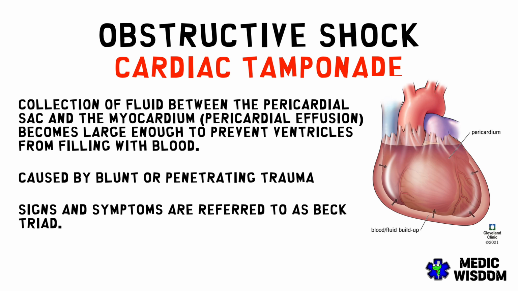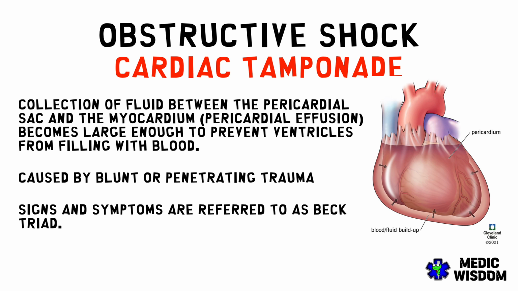The pericardial sac should just have some fluid that helps it move back and forth. But right here we have a massive amount of fluid buildup. It could be blood, it could be infection, it could be anything. But any time that fluid builds up in the pericardial sac, it's going to compress the heart and not allow it to beat effectively. So this is called a cardiac tamponade.